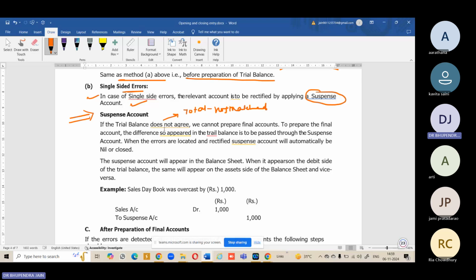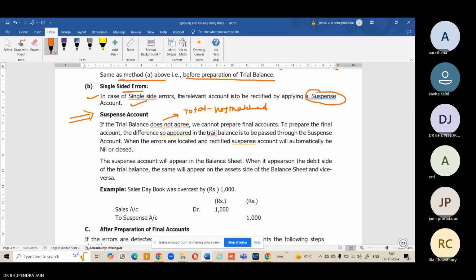You have transferred all the closing balances of the ledgers into the trial balance. Now you are making the total of the trial balance, but you find that the trial balance total does not match. This means the trial balance does not agree. Then we cannot prepare the final account.